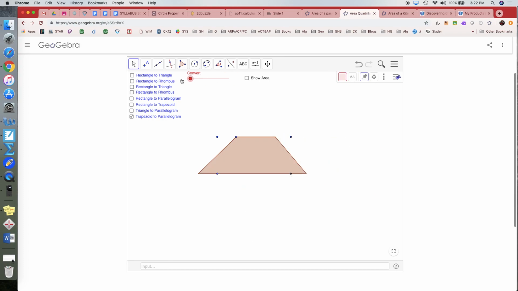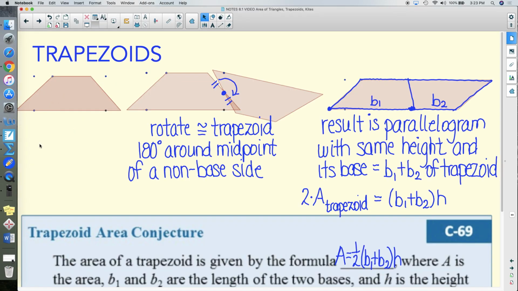So let me put the convert slide back. Same idea on a trapezoid, except it can't take the midpoint of any side. It will have to be one of the non-base sides. And when I rotate 180 degrees around that non-base side, then I have 2 trapezoids worth of area, or 1 parallelogram. And that 1 parallelogram then has an area of twice the trapezoid. So as we rotate that 180 degrees around the midpoint of its non-base side, we get that parallelogram.